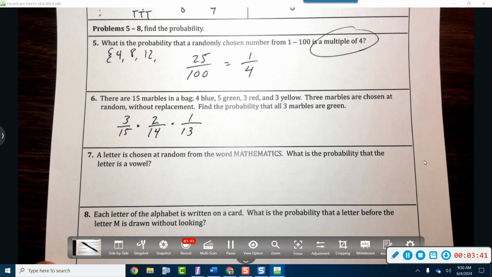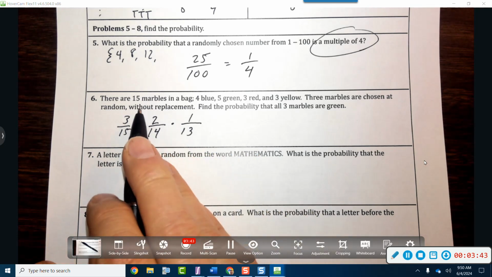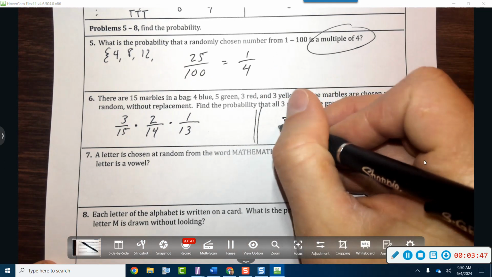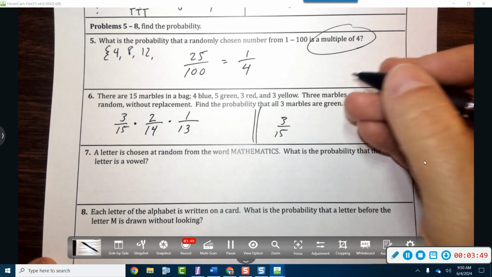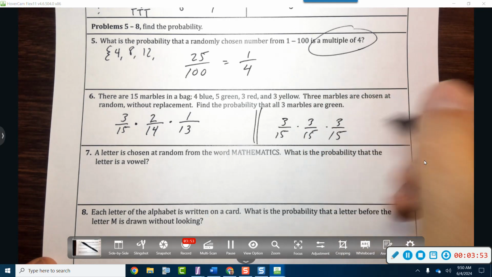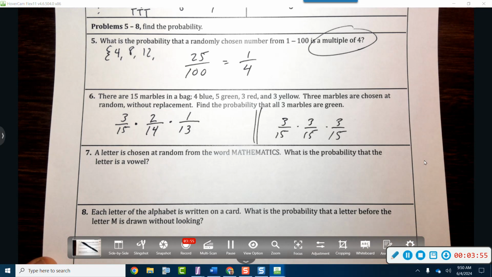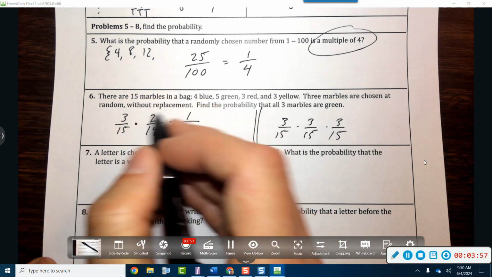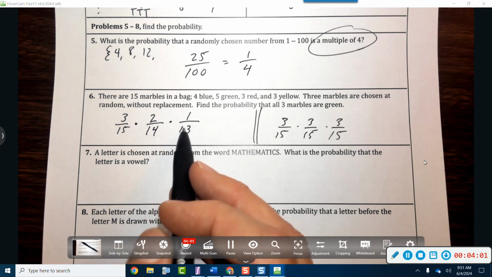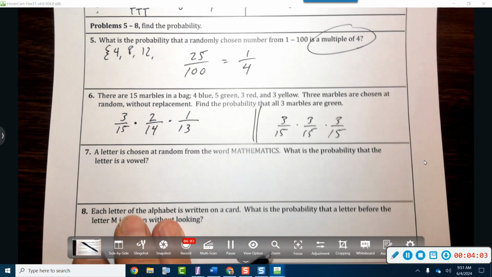Now, if this was with replacement, let me just show you real quick, because that could be a good test question. If it's replacement, then this isn't changing at all. You would be multiplying 3 out of 15, 3 out of 15, 3 out of 15. But without replacement, these are conditional. Things have changed.